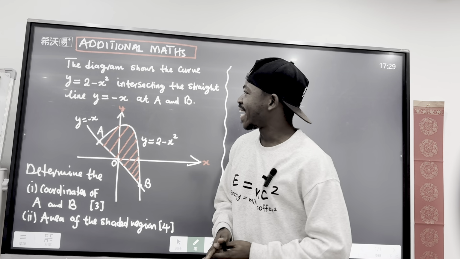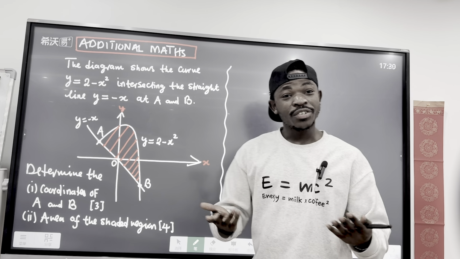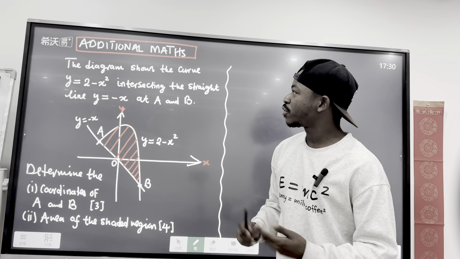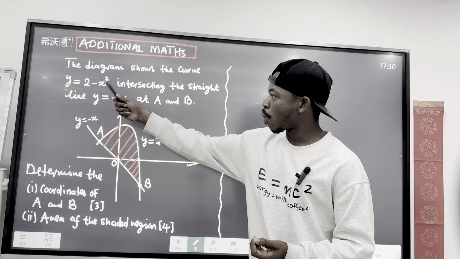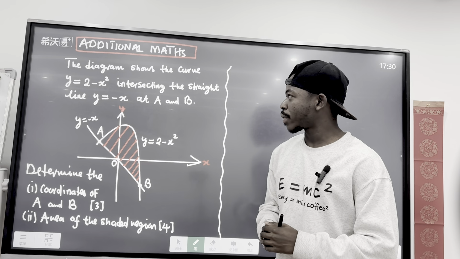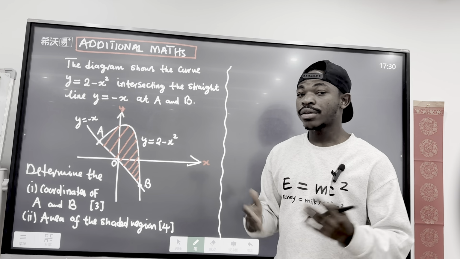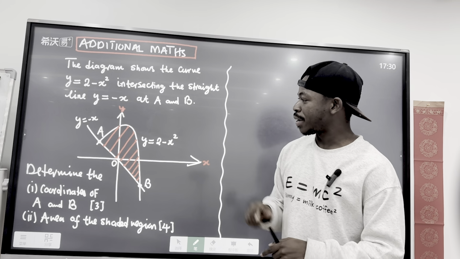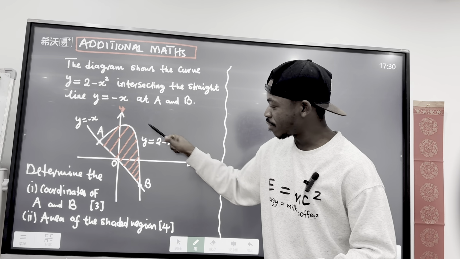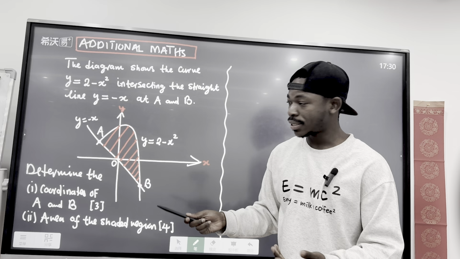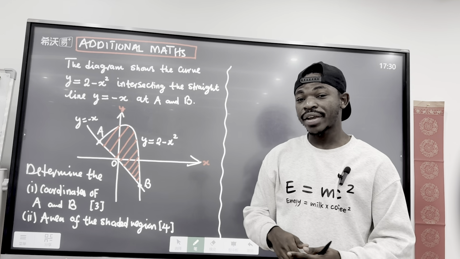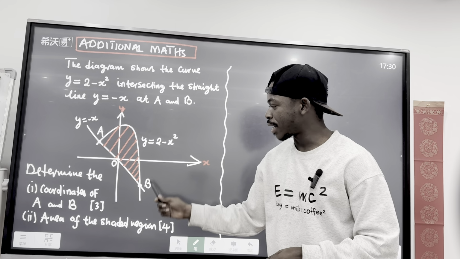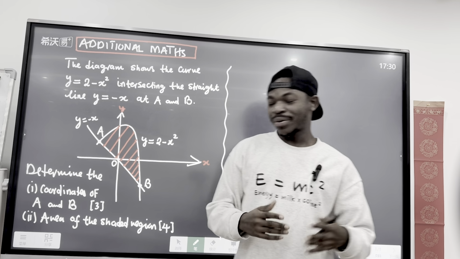This is additional mathematics, and the question reads: the diagram shows the curve y equals 2 minus x squared intersecting the straight line y equals negative x at A and B. You can see we have this curve that meets the line y equals negative x. They meet at 2 points, at A and B. So what are the questions?